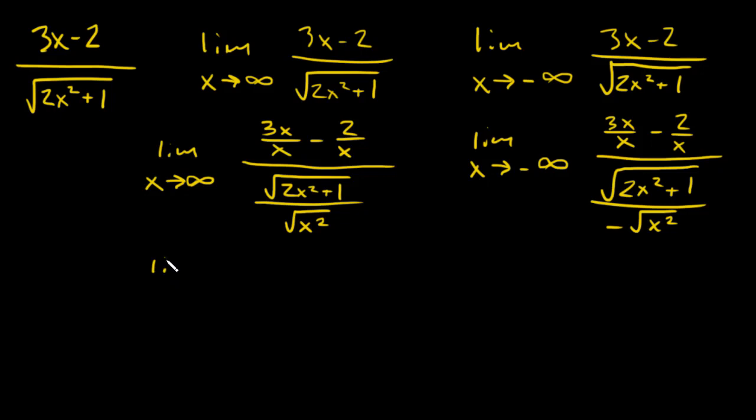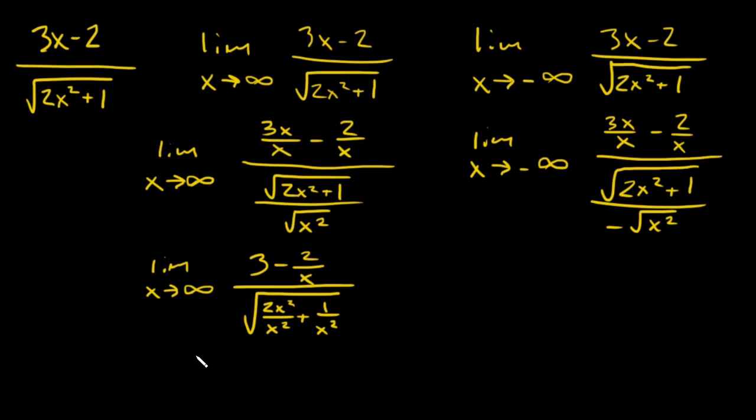So this is going to become the limit as x approaches infinity of 3 minus 2 over x, divided by the big root of 2x squared over x squared plus 1 over x squared. Okay, because I can always take root a divided by root b as the same as the big root of a over b, using the root properties. So now I've got them all in one root. And so I'll do the same over here.